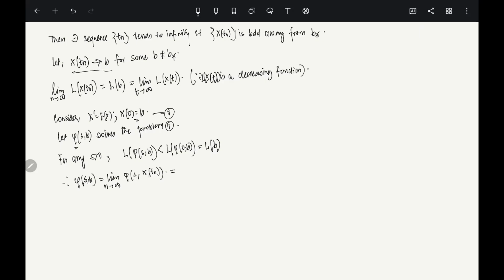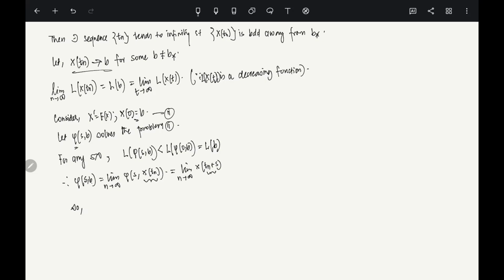What is happening is this: phi of s, x of Tn is nothing but x of Tn plus s, right? So this is nothing but the limit as n tends to infinity of x of Tn plus s. You understand what I am saying? If you start from b, it is saying that x of Tn as n tends to infinity goes to b. So basically it is starting from Tn plus s. You are at x of Tn, which in the limit goes to b. That is why the limit as n tends to infinity of x of Tn plus s is nothing but phi of x of Tn. Is it okay?